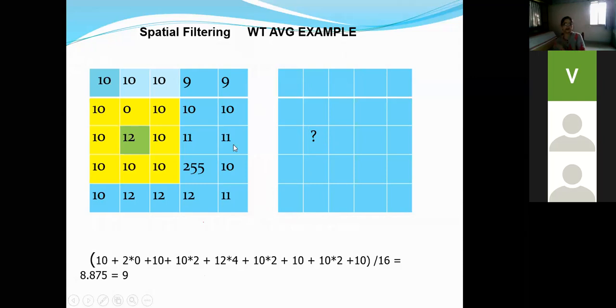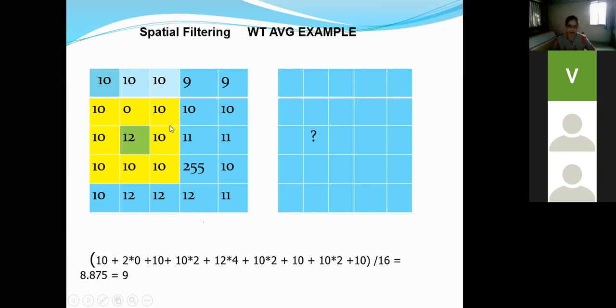Like your standard averaging filter, you can use the same procedure to apply the weighted average filter. The only difference is that the coefficient weights are different. By repeating this process, you can determine new values for all the pixels in this central 3 by 3 region. So again, do it as homework.